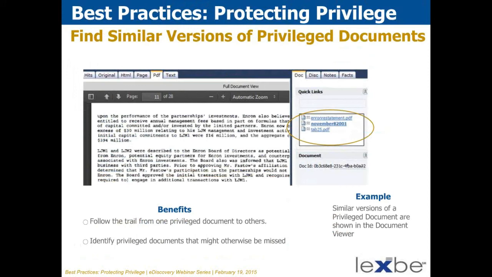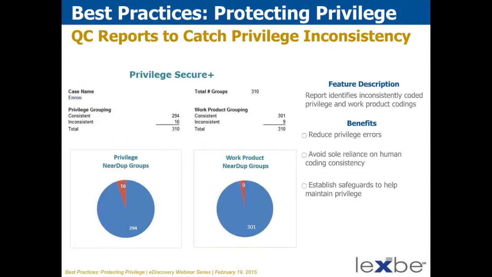Here's another view of that in the document viewer. You can see you're looking at one document and you can see the multiple versions of it, to get to them and look at them. And then here's a QC report that shows how many privilege groupings there are, all the privilege documents grouped by NearDupe, and then which ones are inconsistently coded. So one would go back to the data underlying this report and look at the groups that are inconsistently coded and determine if they should all be privileged or not.